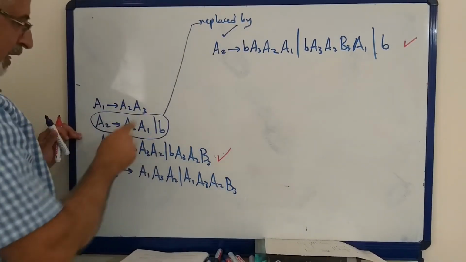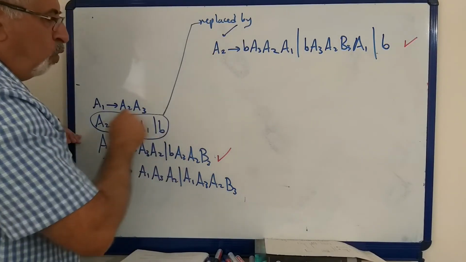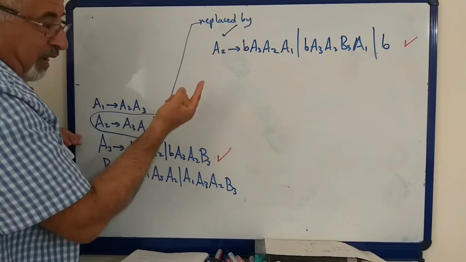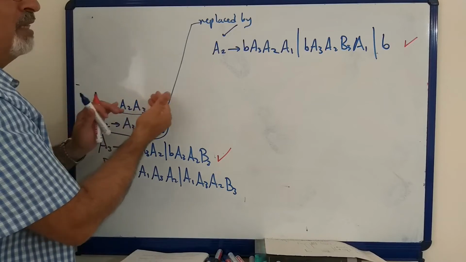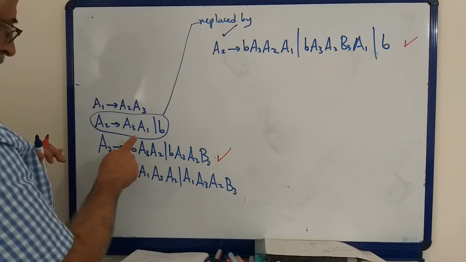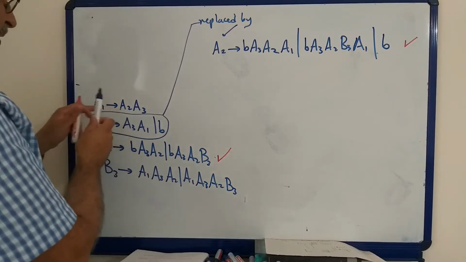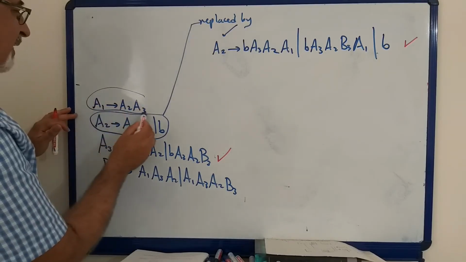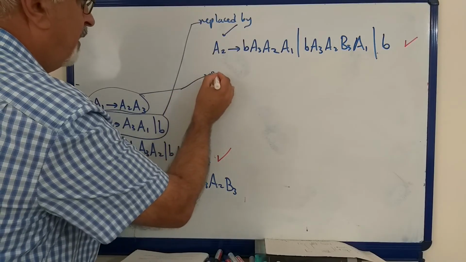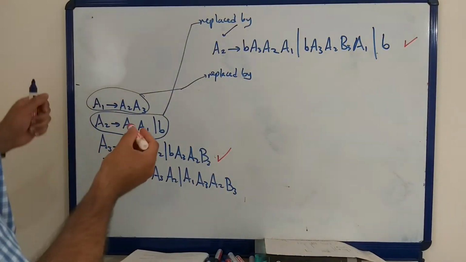Now, who is okay? A3, A2. A2 is okay. Now, where do we have A2, because it's okay, A2 as the leftmost non-terminal on the right-hand side? On the right-hand side, oops, here. So, I will replace this, replaced by.